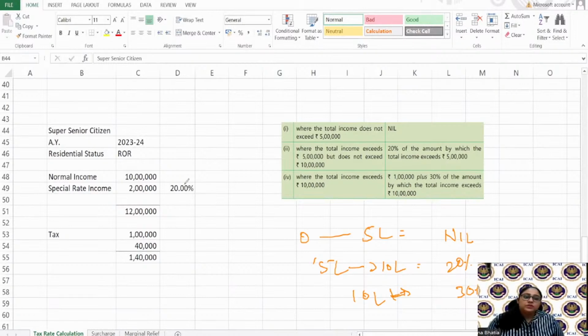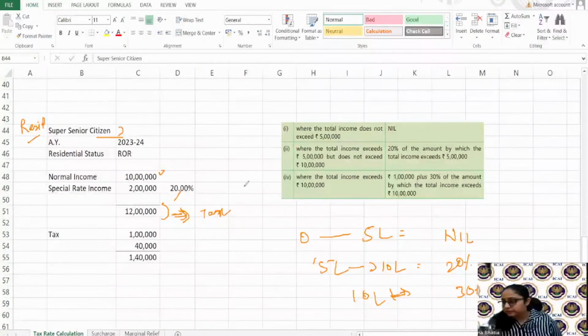Okay. Now with the same concept, compute the tax on 12 lakh of income, on which 10 lakh is a normal income, 2 lakhs is a special tax rate income, and the person in question is a resident super senior citizen. Compute the tax quickly. Answer is given to you, but I want it with cess.